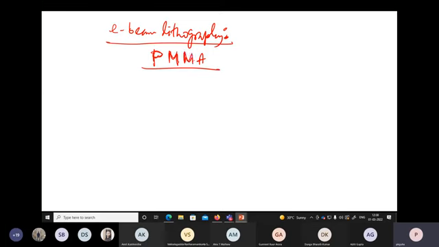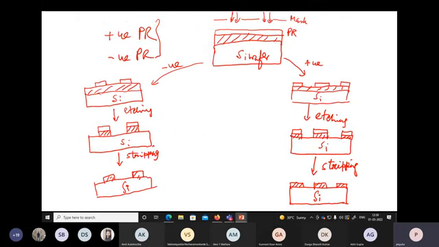So this resist interacts with the electron beam and its property will change, and all you have to do is then use a developer to remove the resist and do the similar process steps we have discussed so far. The only difference here is that in e-beam lithography, instead of UV light, you use an electron beam. Another advantage of e-beam is you don't need any mask, any chrome glass kind of mask.